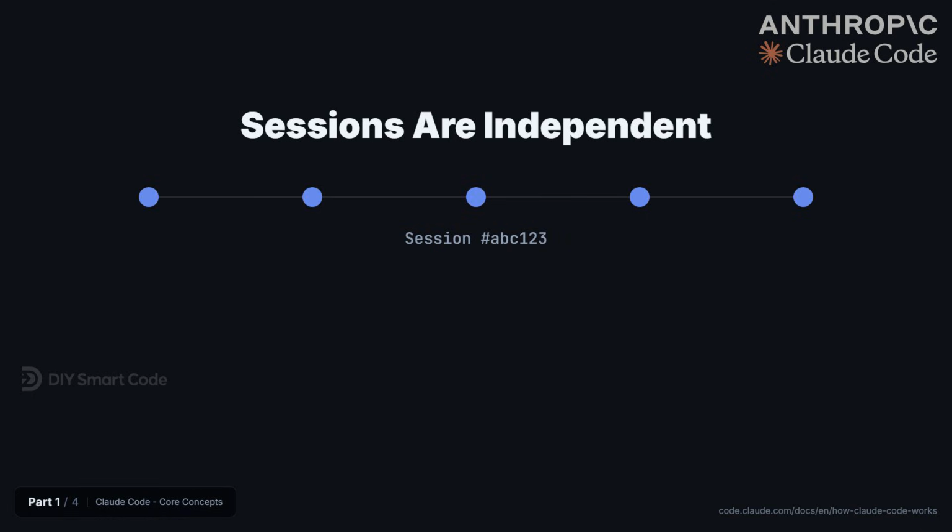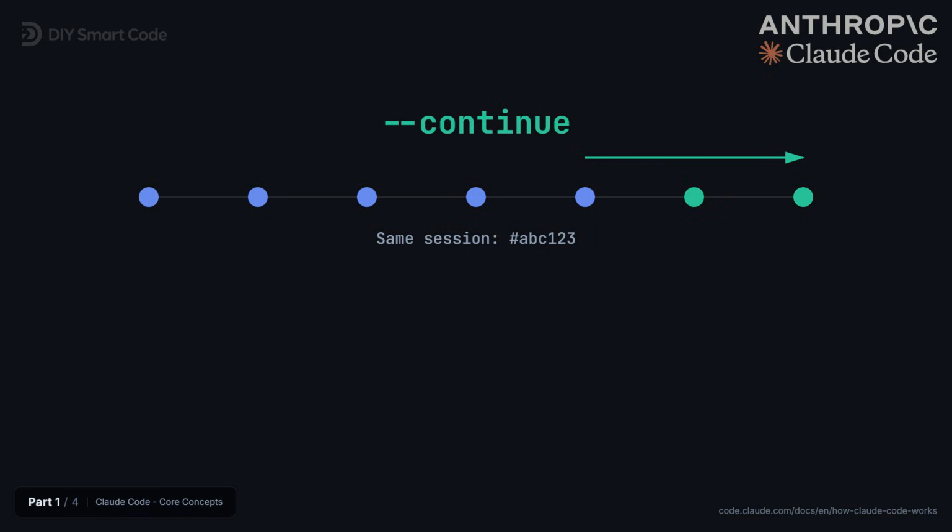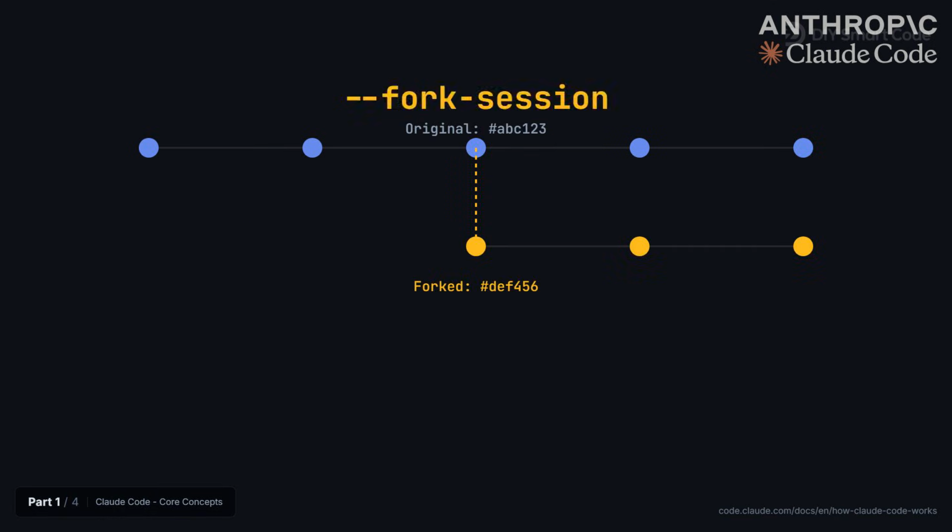Every conversation with Claude Code is a session, saved locally. But here's an important detail. Sessions are independent. Each new session starts fresh, without history from previous ones. To pick up where you left off, use continue. It resumes the same session, appending new messages. Or use fork session to branch off and try a different approach without affecting the original.